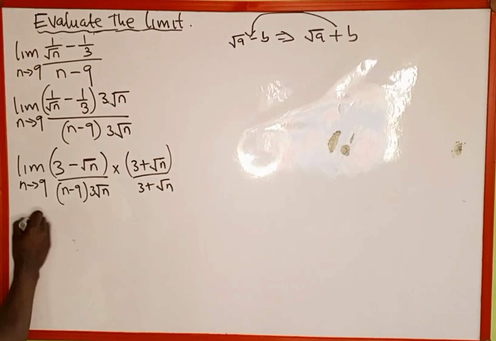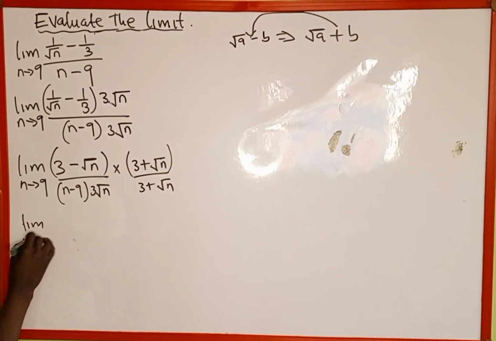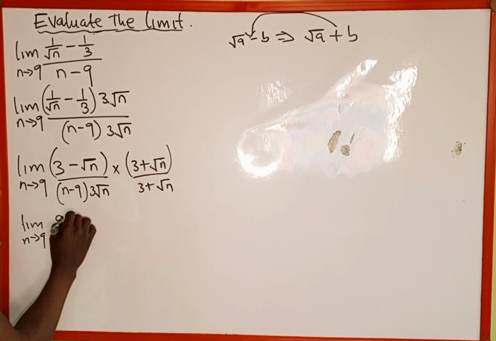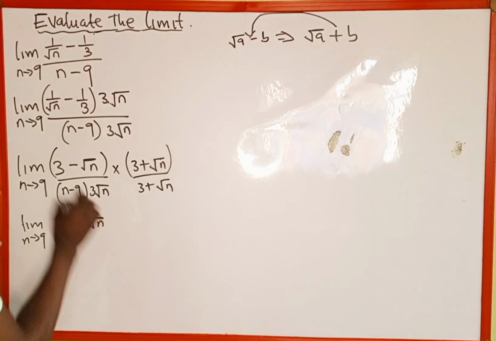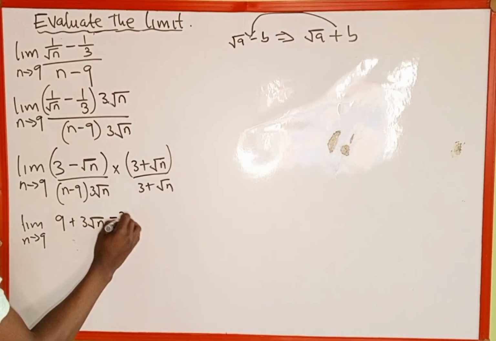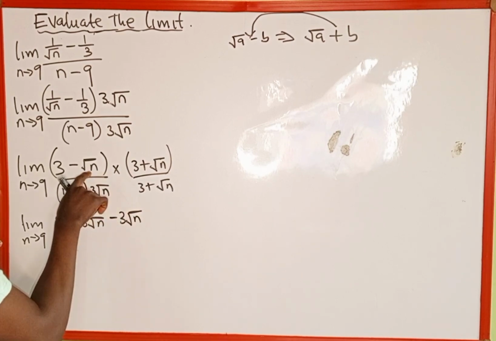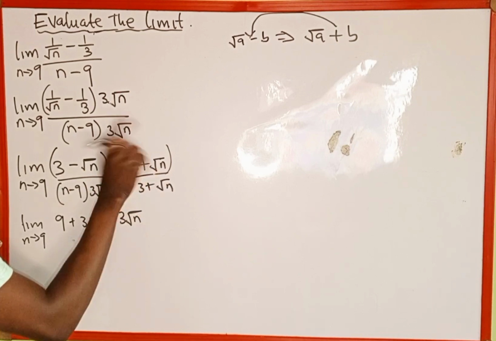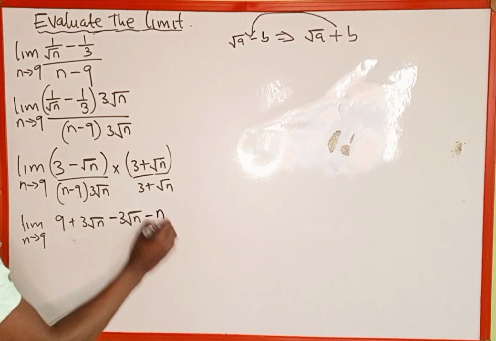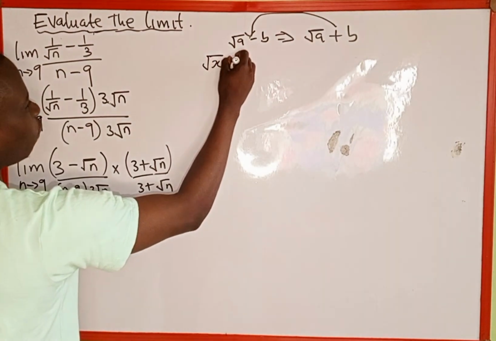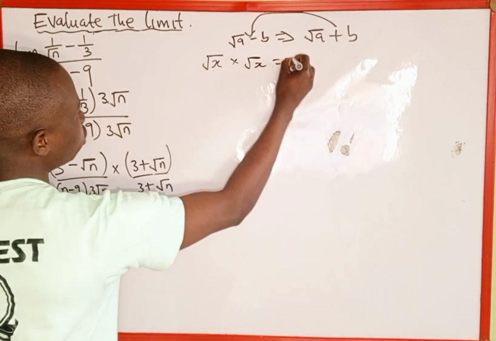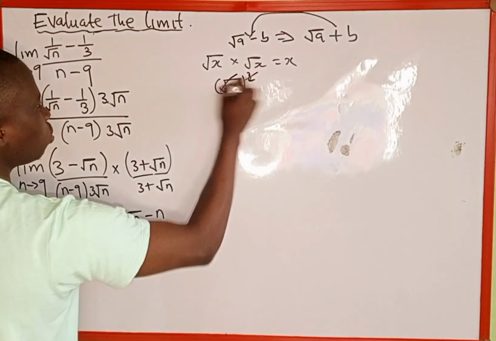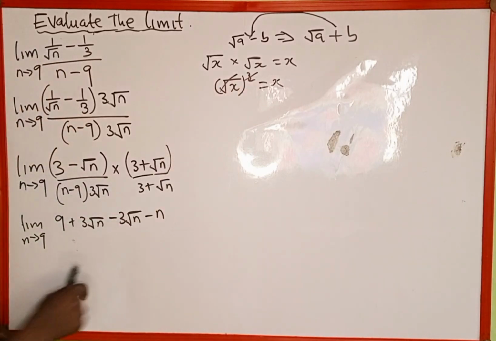Now, we're going to expand the numerator. We're going to have limit as n approaches 9. 3 multiplied by 3 is going to give us 9. 3 multiplied by root n is going to give us 3 root n. The negative root n multiplied by 3 is going to give us negative 3 root n. Then negative root n multiplied by positive root n: root and root is going to cancel. It will remain what? Negative n. Because you recall, when we have root of x multiplied by root of x, it is going to be what? x. Because this is the same as root of x raised to power 2. Then the square will cancel the square root, and this is going to be x.